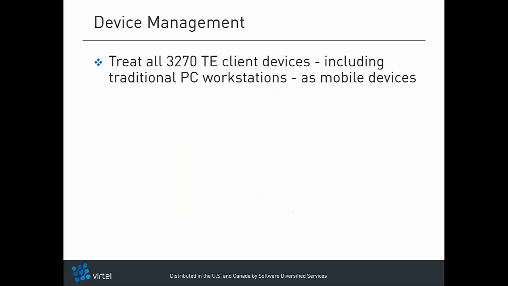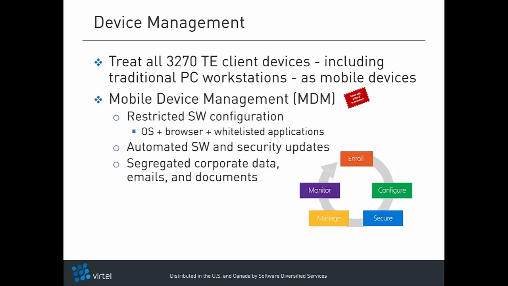To complete the end-to-end securing of the web access path, it might be a good idea to protect the 3270 clients from attacks by treating them all, mobile devices and traditional PC workstations, as mobile devices and managing them with a mobile device management system to restrict the software configuration to operating system, web browser, and whitelisted application. Apply automated software and security updates when the devices connect to the internet. Segregate corporate data, emails, and documents from personal ones.